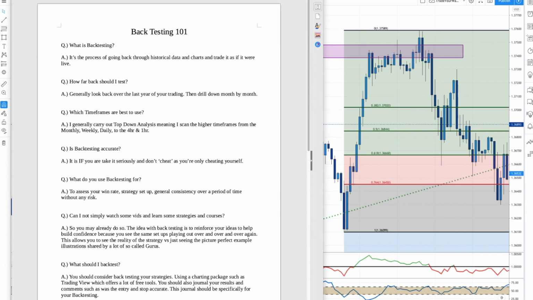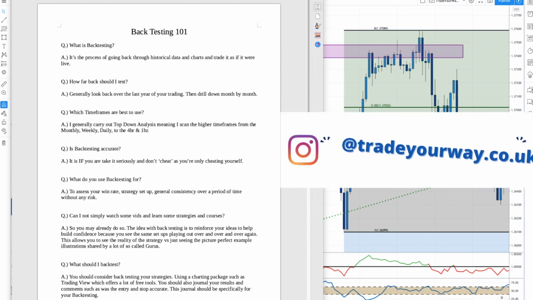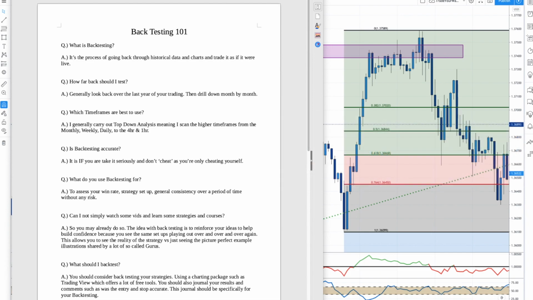Then drill down to the 4 hour and the 1 hour, and these are the two time frames that I'll generally look to backtest on. You want to look for the setups, you want to look for the ranges, and then you want to plot your trades and put your risk to reward on, and it's brilliant. Then you want to backtest it accordingly. So next question, is backtesting accurate?